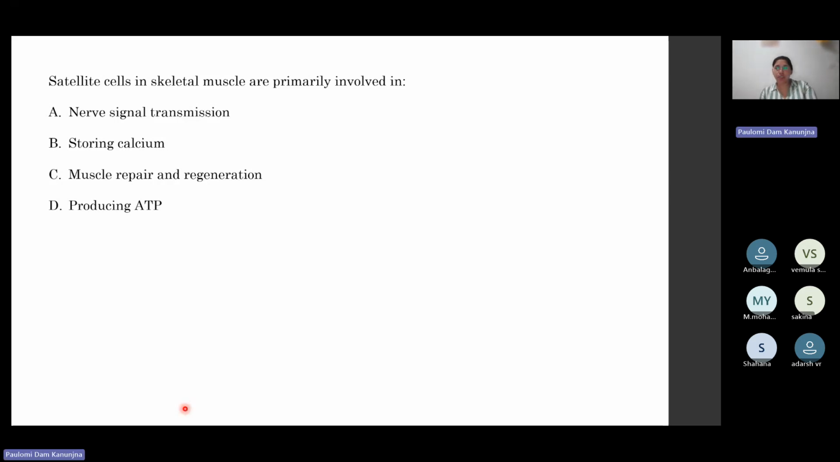Which one of the following do you think satellite cells, which are there on the muscle fibers, will do? You're free to take your guess. It's okay if it's wrong. Yeah, C, A. It's fine. Just type whatever you think is the most appropriate. C.